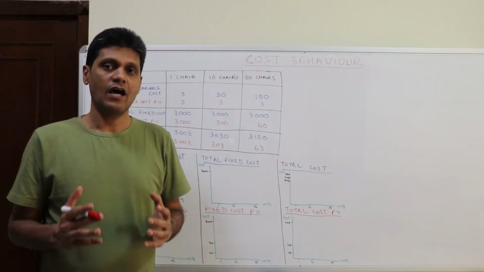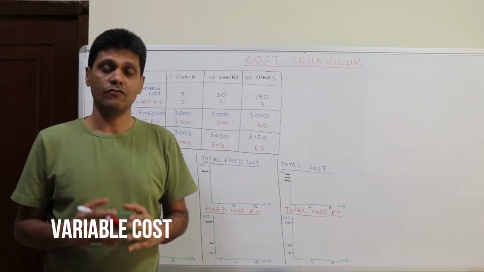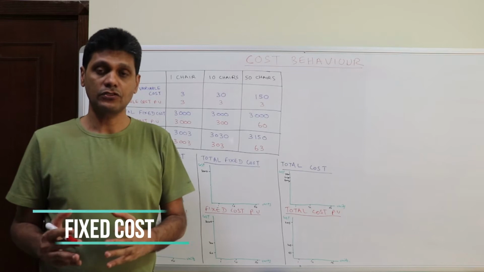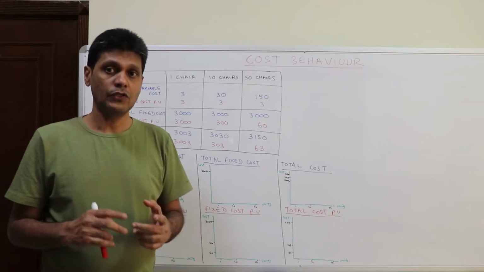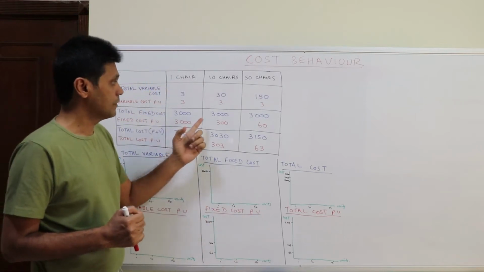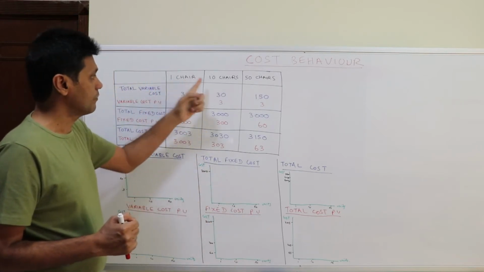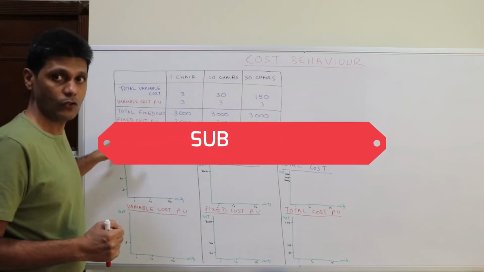In this session, I am going to focus my discussion on cost behavior patterns of variable cost and fixed cost in relation to total cost and unit cost. So in this regard, I have taken an example. As you can see from this table, you are given different activity levels and cost elements are also given.